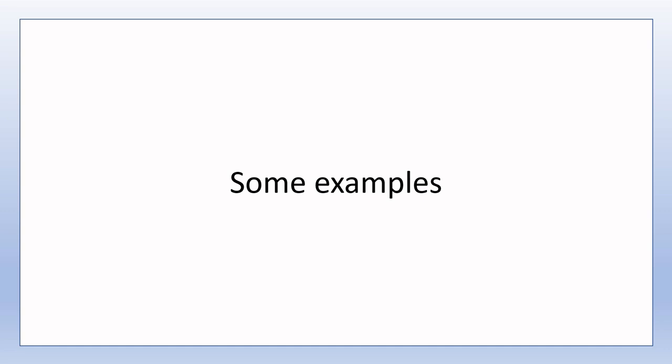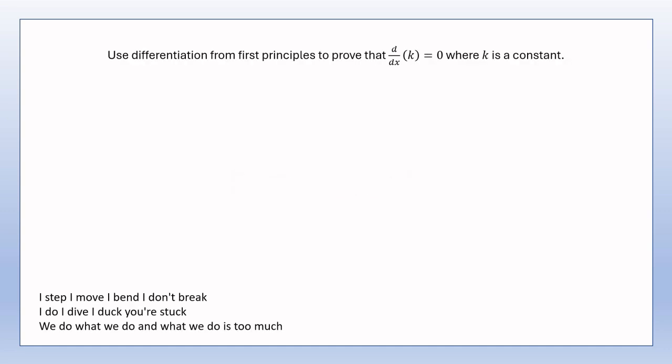So let's go. By using differentiation from first principles, prove that d by dx of k equals 0, where k is a constant. So let f of x equal k. Then by definition, d by dx of f of x is equal to the limit as delta x approaches 0 of f of x plus delta x minus f of x over delta x.